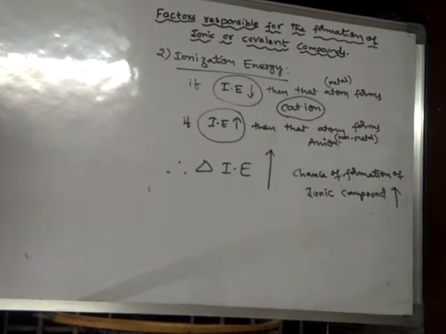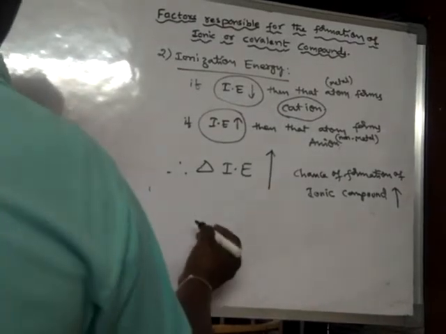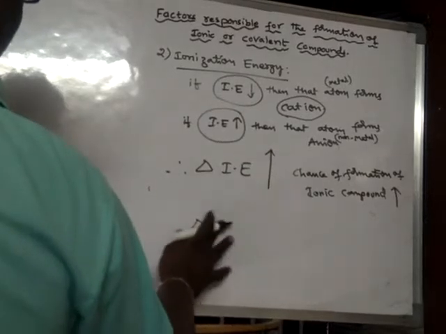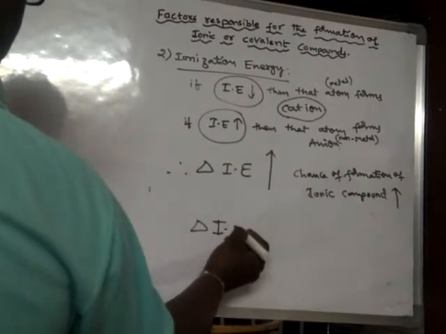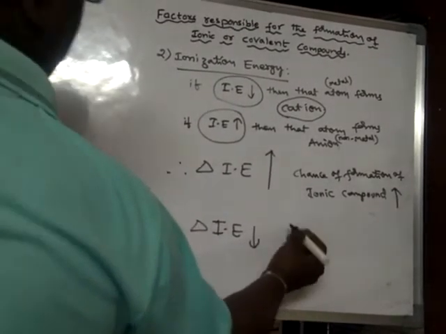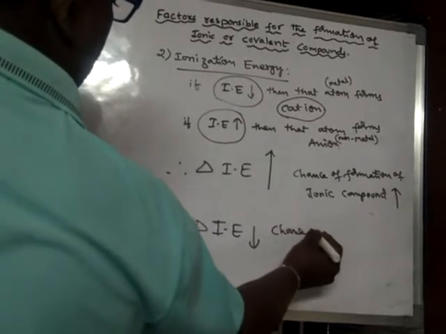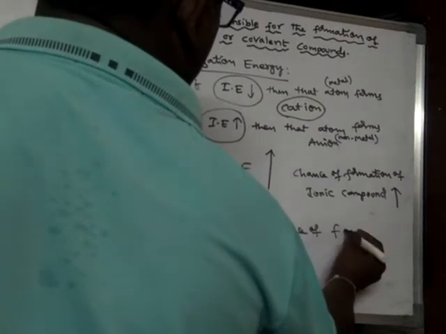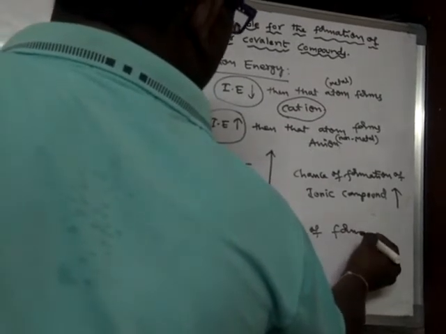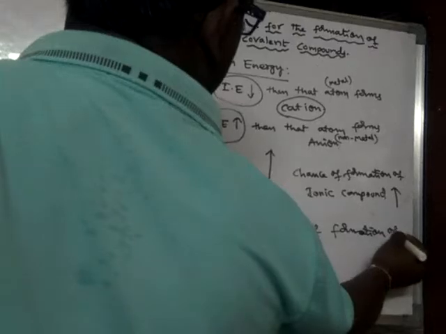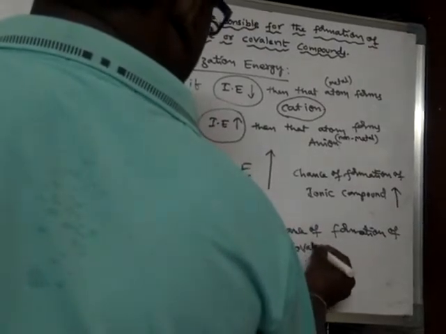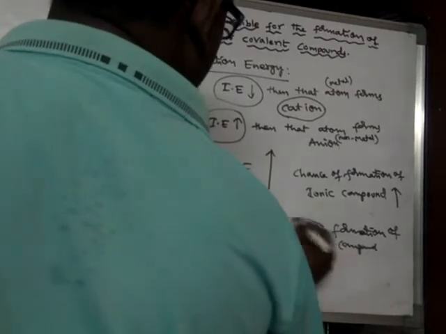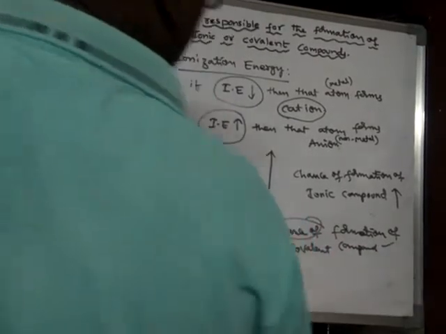Suppose if the difference is less, if the ionization energy difference is less, what happens? Chance of formation of covalent compound. There is a chance of formation of covalent compound, so formation of covalent compound takes place.